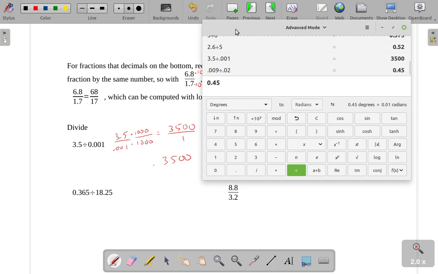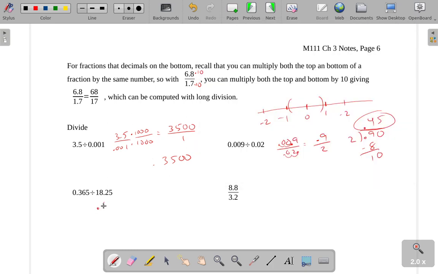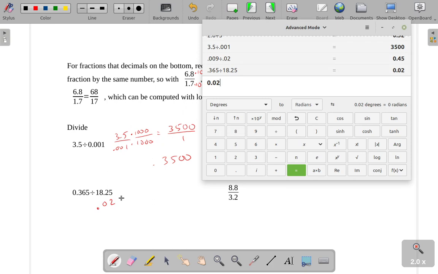These last two, I'm going to go ahead and do on the calculator, because, whatever. Oops, I didn't do my decimal. 0.365 divided by 18.25. I do expect this one to be less than 0.3625, because 18.25 is bigger than 1. And you can see I do get something that is less than 0.325, 0.02. And then the last one, we get 8.8 divided by 3.2, 2.75.